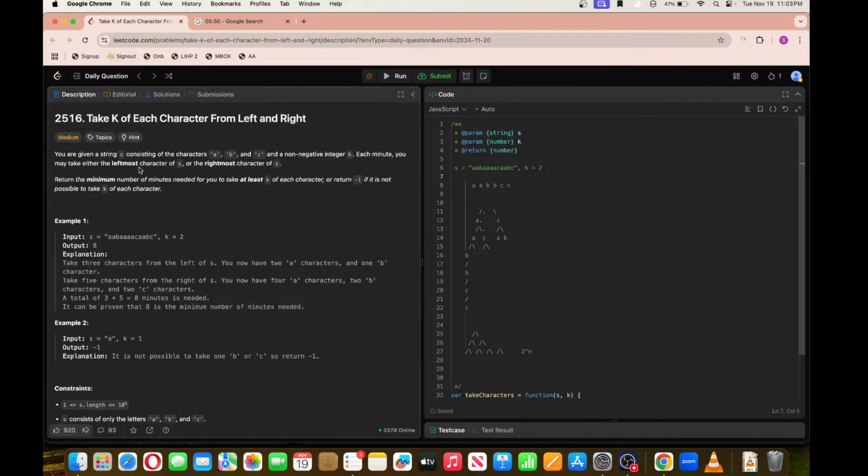What is the question? Take at least k of each character. Oh yeah, this is actually right, because I can only take characters either from the left or from the right, right? So it means that I will need to remove something in the middle.